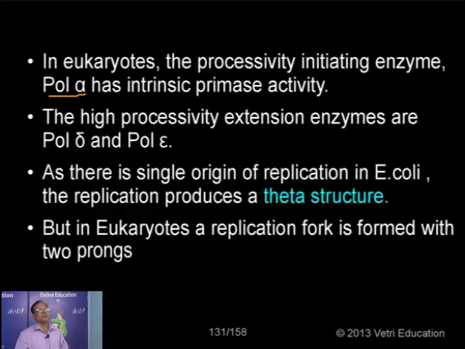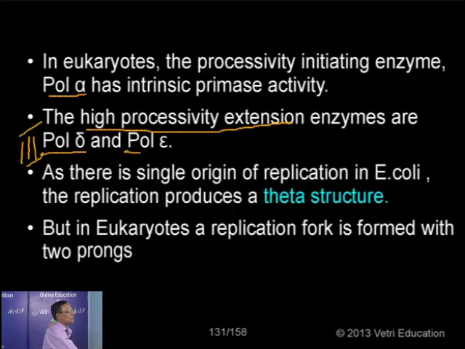Now, those enzymes which are responsible for extending the DNA molecule are considered high processivity extension enzymes. This is the initiating enzyme, polymerase alpha, because it initiates the polymerization process by making a DNA primer, not an RNA primer, a DNA primer. That's why it's called intrinsic activity. The high processivity extension enzymes responsible for the extension of the DNA molecule are polymerase delta, otherwise polymerase 3, and also polymerase epsilon. So delta and epsilon.